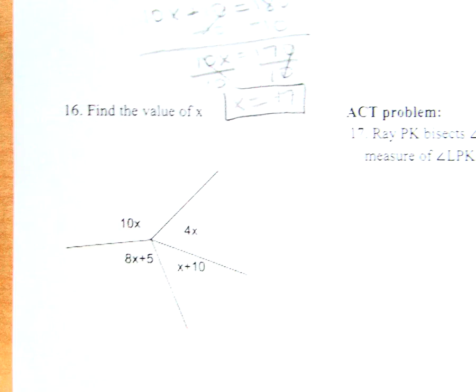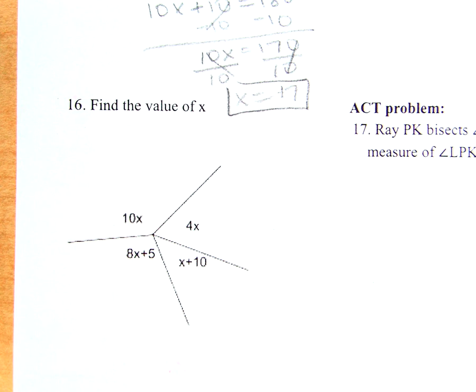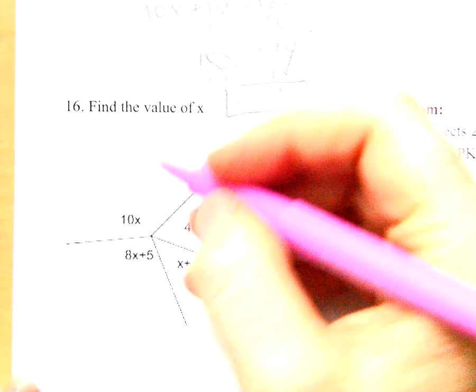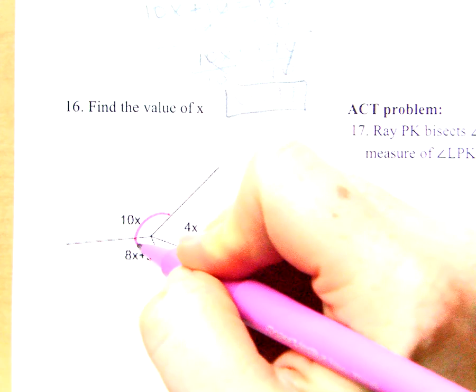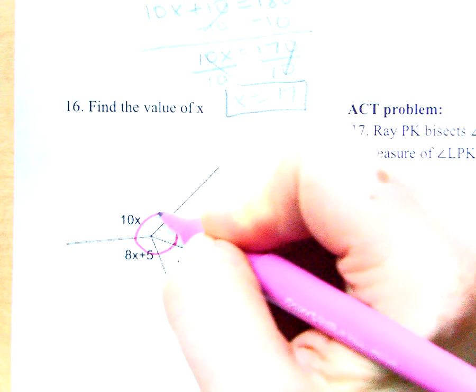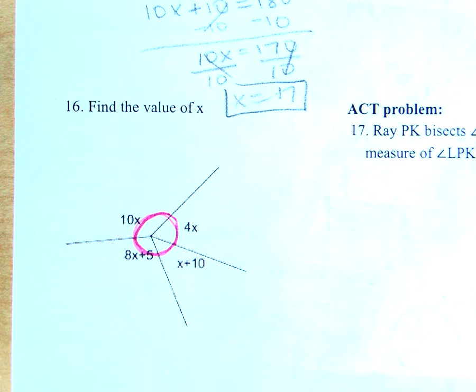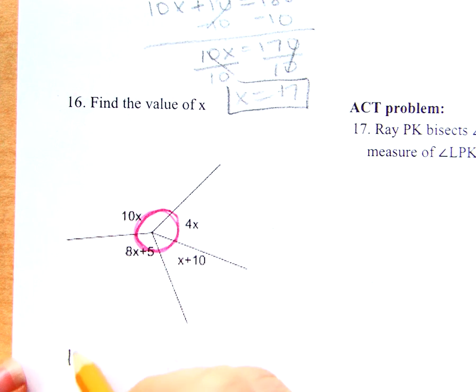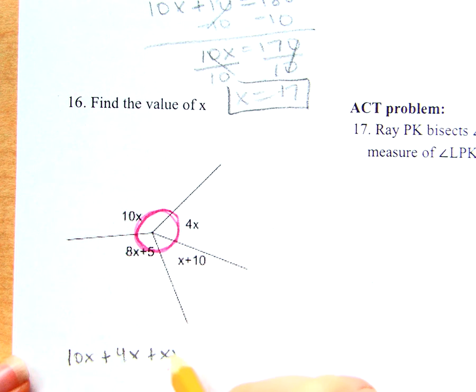Two more. Find the value of x. So this time I am given all these angles, right? And I know that if I add this one, and this one, and this one, and this one, all together, they're going to be 360 degrees. So I'm going to add 10x plus 4x plus x plus 10 plus 8x plus 5 all together. And because it's all 360 degrees, that's what it equals.